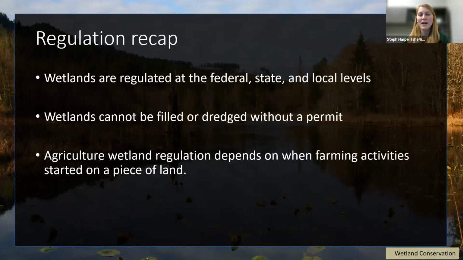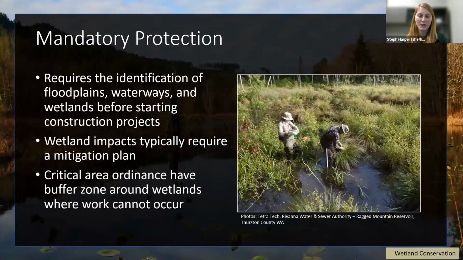So just to recap on regulation, again, kind of the dry part of laws and things surrounding wetlands, wetlands are regulated at the federal, state, and local levels. Wetlands cannot be filled or dredged, at least absolutely not without a permit. And then agricultural wetland regulation really depends on when that farming activity started on a piece of land. And so with federal regulation, there comes a certain amount of mandatory protection that wetlands have because of these laws and regulations. And so I want to touch on this just very quickly.